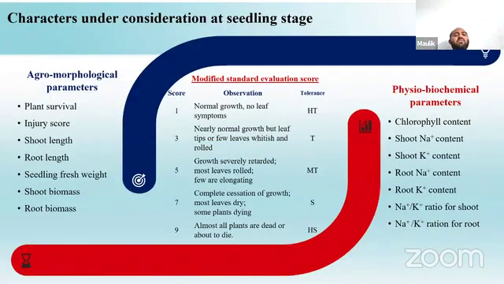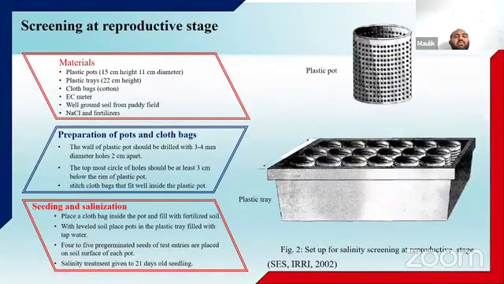So, which observations can we take during the screening for salt tolerance? Plant survival, injury score, shoot length, root length, seedling fresh weight, shoot biomass, root biomass. These are evaluation scores, meaning highly tolerant, medium tolerant, susceptible, highly susceptible. Then the physio-biochemical ones: chlorophyll content, shoot sodium content, shoot potassium, and sodium-potassium ratio in root and shoot.